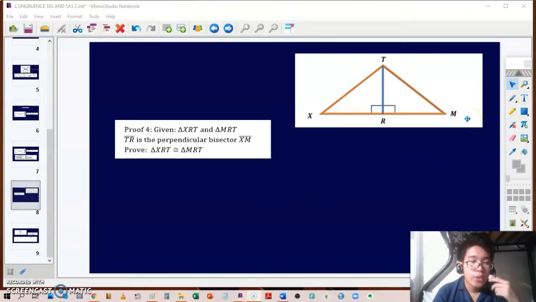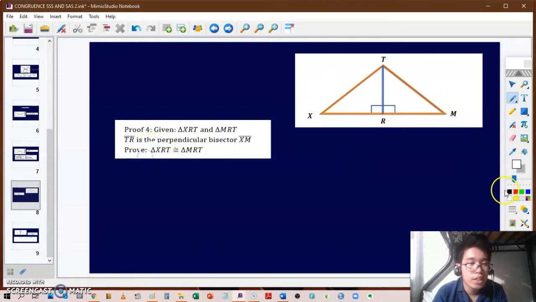Okay, so we have here our fourth problem. Given triangle XRT and triangle MRT, and also another given, line segment TR is the perpendicular bisector of line segment XM. We want to prove that both of these triangles, triangle XRT and triangle MRT, are congruent. So how do we do that?